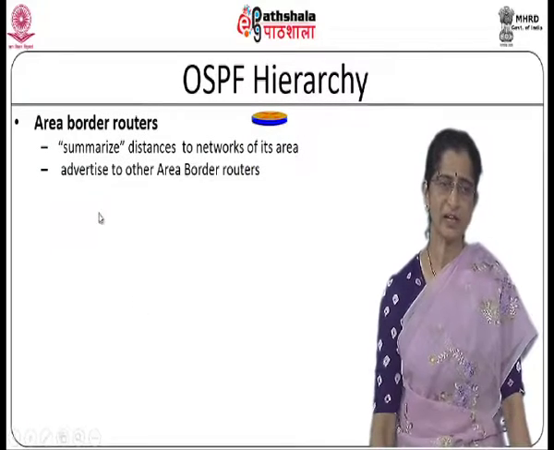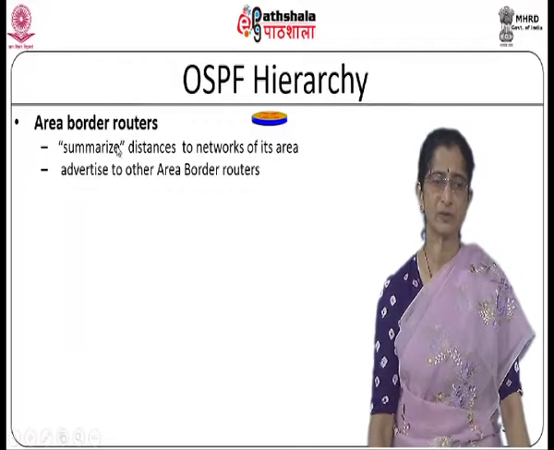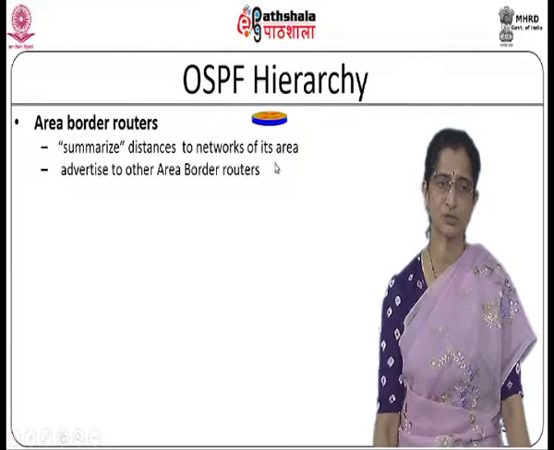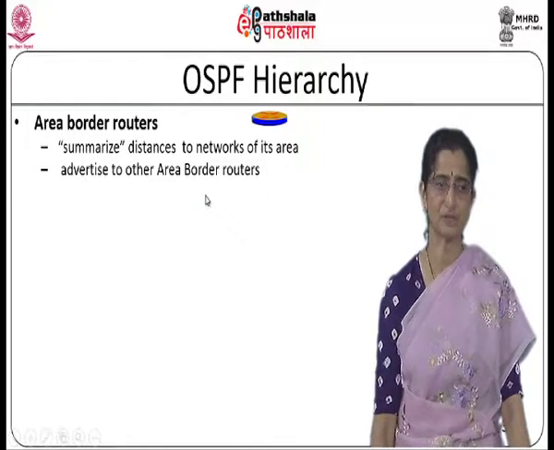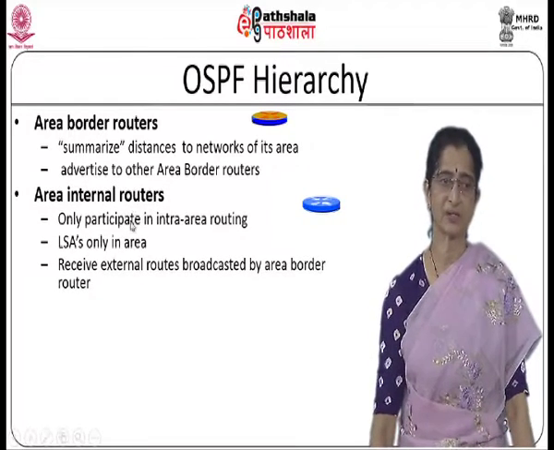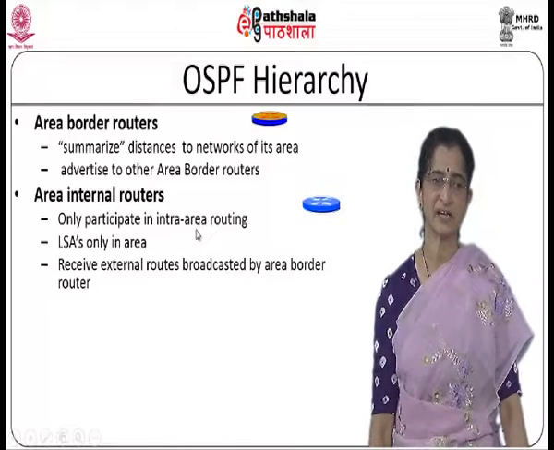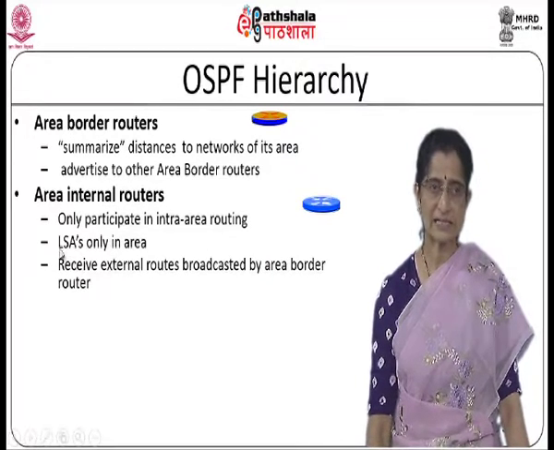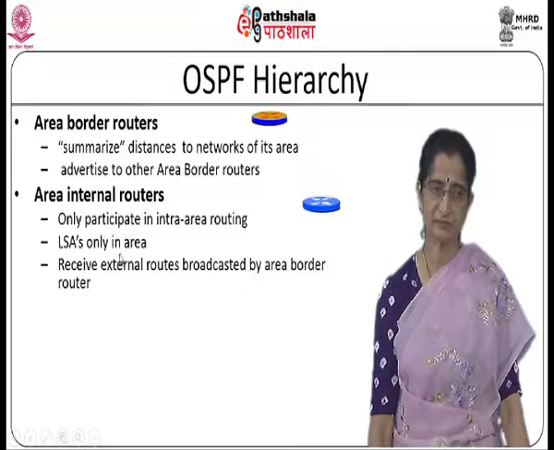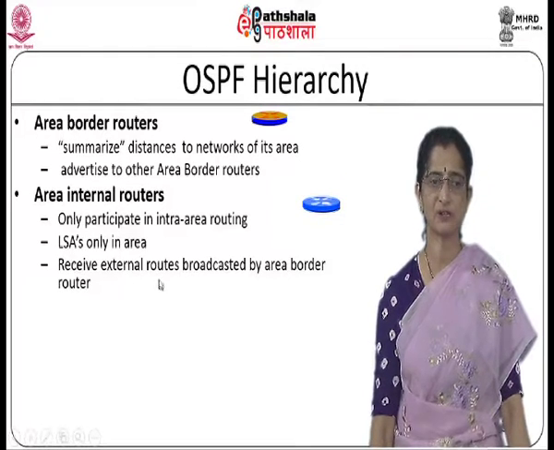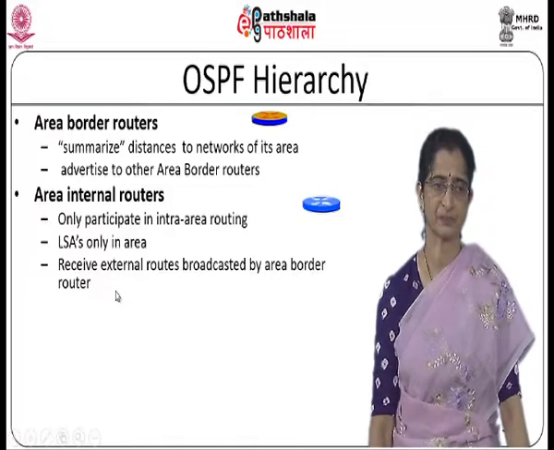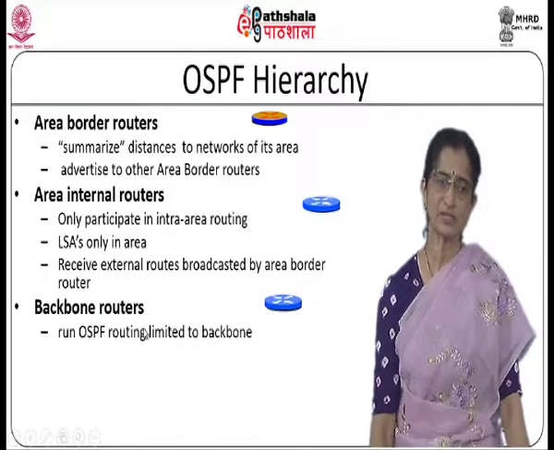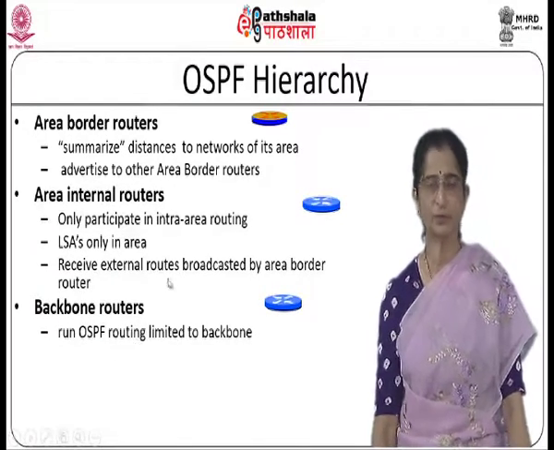The area border routers normally summarize distances to networks of their area and advertise them to other area border routers. So, area border routers talk to each other, and the area internal routers participate in intra-area routing, and the LSAs, the advertisements, are within that area. They will receive external routes broadcast by the area border router and pass them on to the others. The backbone routers run OSPF limited only to the backbone.